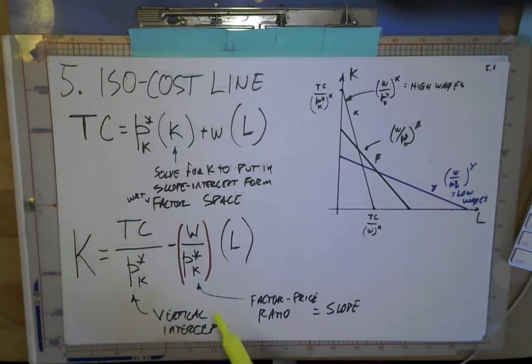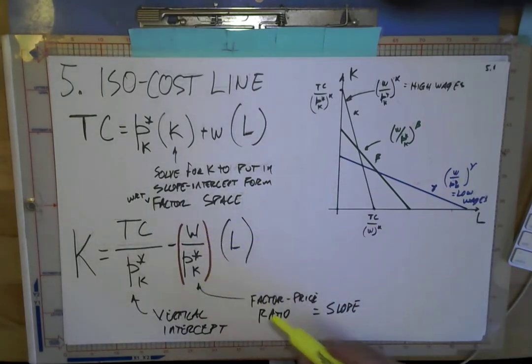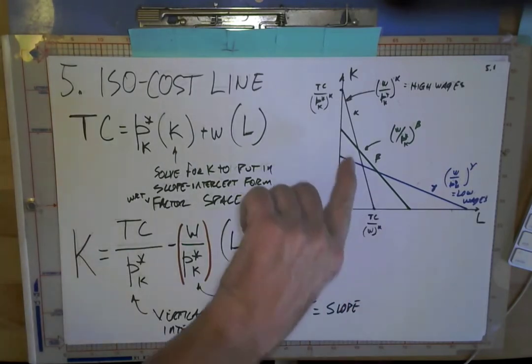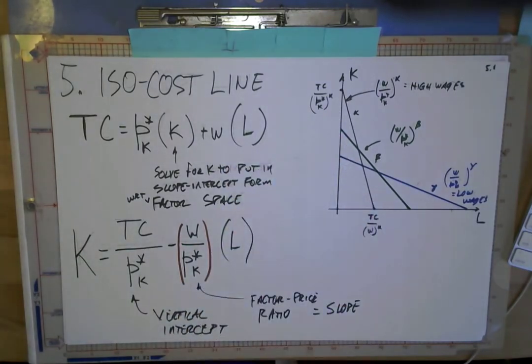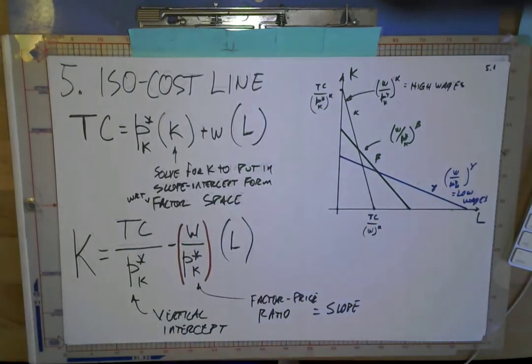Solving for K in the total cost curve gives us the iso-cost line. Here, the vertical intercept is the total cost over the price of capital. The horizontal intercept is the total cost over the price of labor, the wage rate. And the slope is the factor price ratio, wage rate over the price of capital. Here I draw the iso-cost line for the same money cost but different wages, different ratios of wages to capital. A high wage iso-cost line is steeper, and a low wage iso-cost line is flatter.